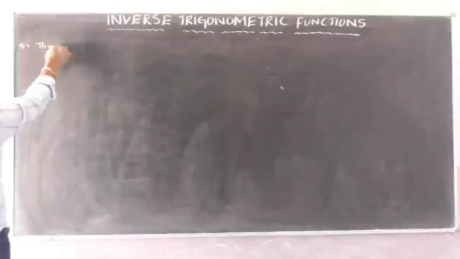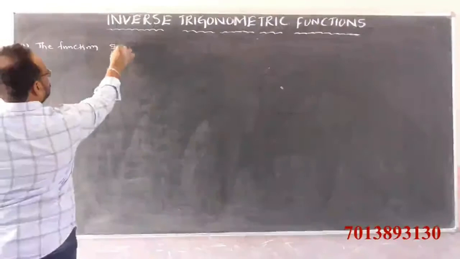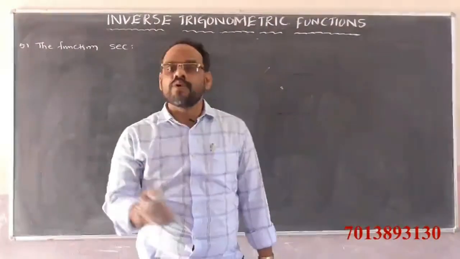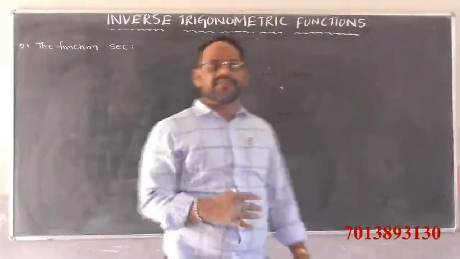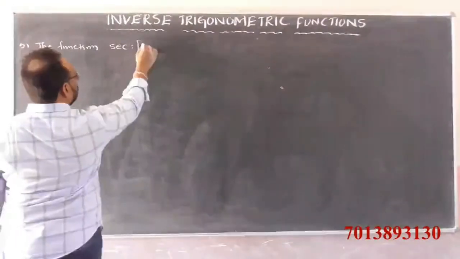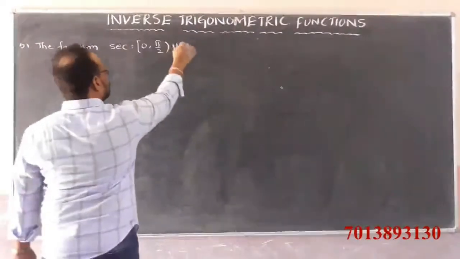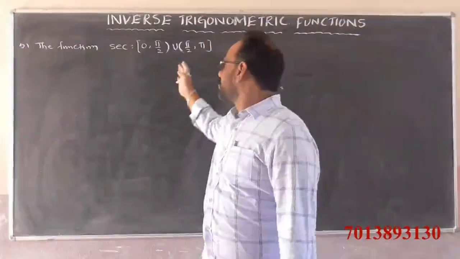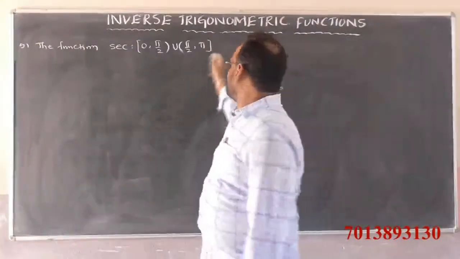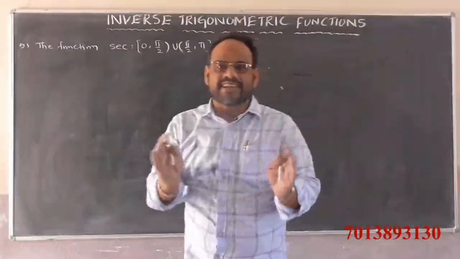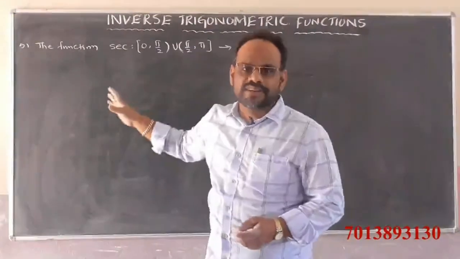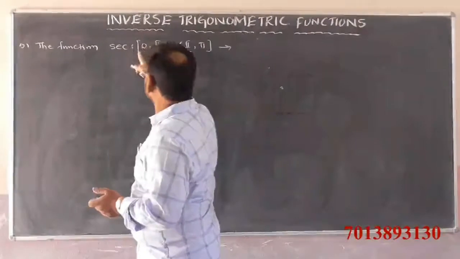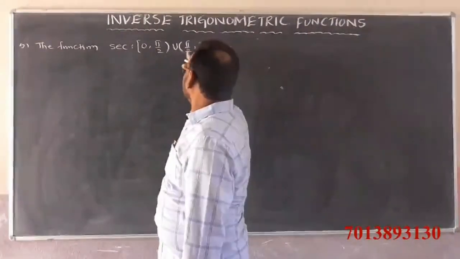The fifth point. The function secant. The function secant is mapping from the closed interval 0 to pi by 2 open interval, union the open interval pi by 2 to pi closed interval. This is the domain. Then the domain is restricted. The secant function is also not a bijective function. If the domain is restricted, the secant function is mapping from closed interval 0 to pi by 2 open interval union open interval pi by 2 to closed interval pi.